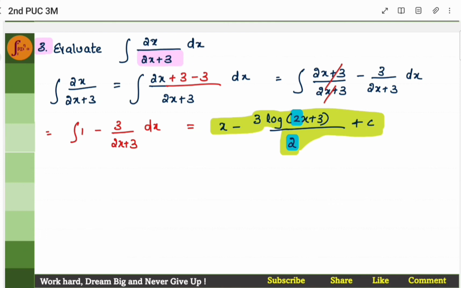To make it fully same, what you have to do? You have to add 3 and minus 3. Right? Now you have 2x plus 3 by 2x plus 3. It will get cancelled. You will get 1. Integral of 1 is x. And this one. Assume that this 2x plus 3 is 1 by x. What is integral of 1 by x? Log. But instead of x, I have 2x plus 3. So I put log of 2x plus 3.